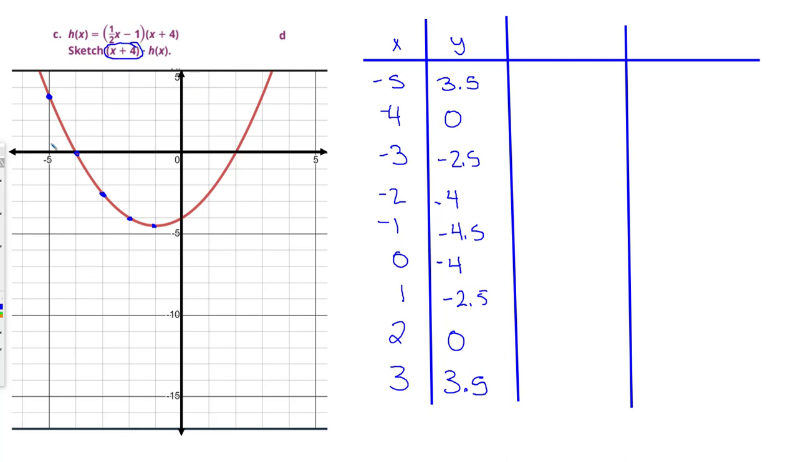So the other factor we have is x plus 4. So we're going to take the x value and we're going to add 4. -5 plus 4 is -1. -4 plus 4, 0. -3 plus 4, -2 plus 4, -1 plus 4, 0 plus 4, 1 plus 4, 2 plus 4, and 3 plus 4.